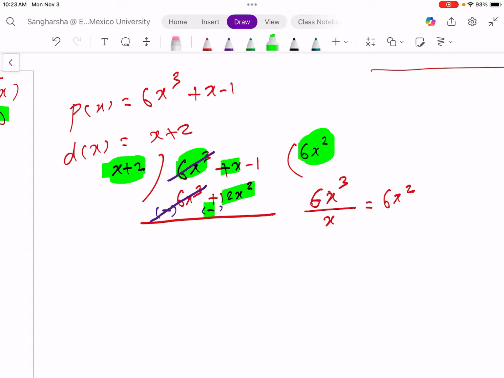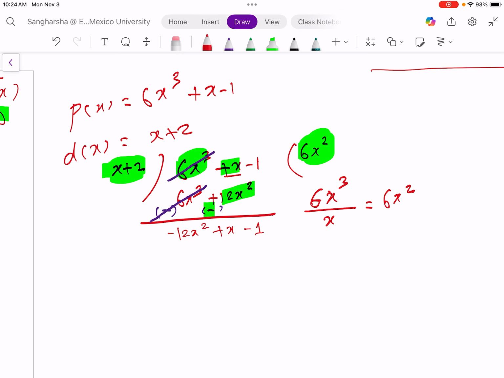These two are not like terms, okay? So we do not simplify and we write down every remaining term. So we have negative 12x squared as it is. We drop the remaining positive x and negative 1 as it is. Any question? Now we repeat the same process.